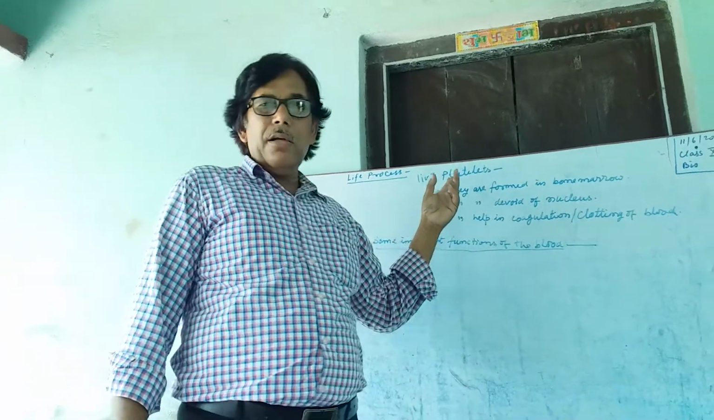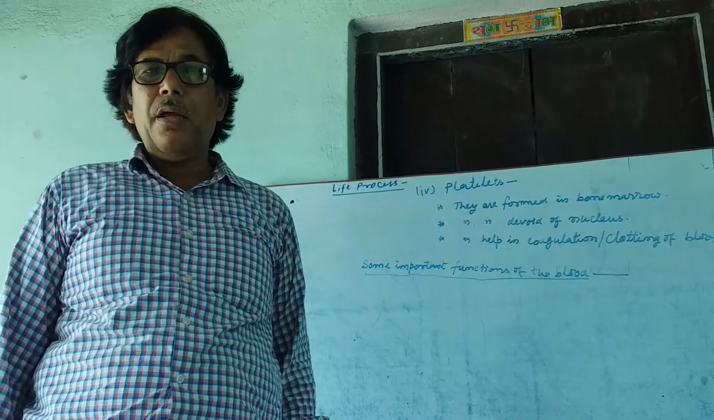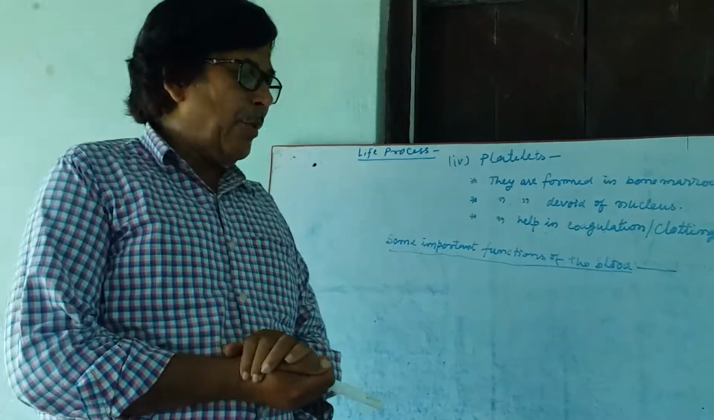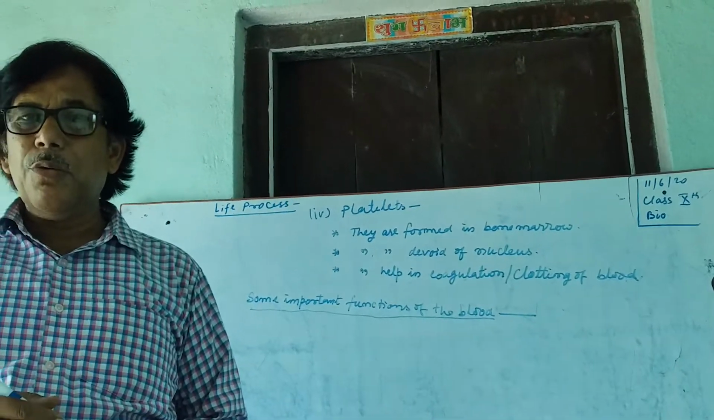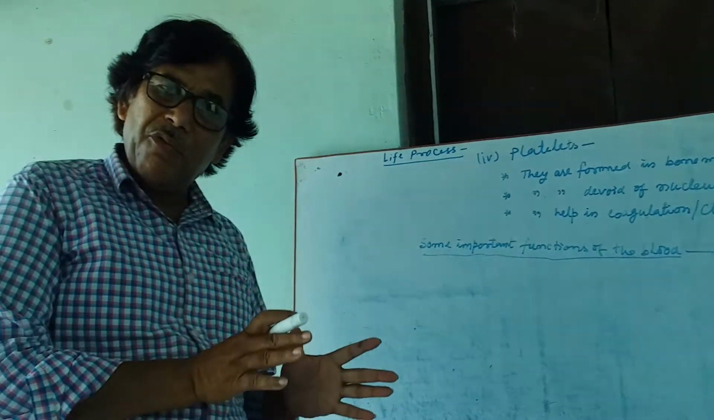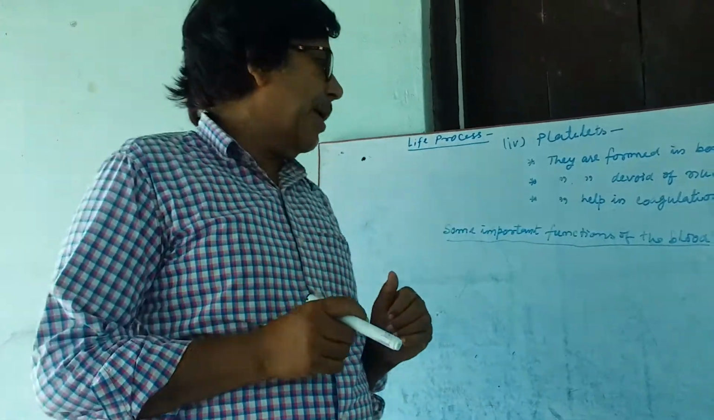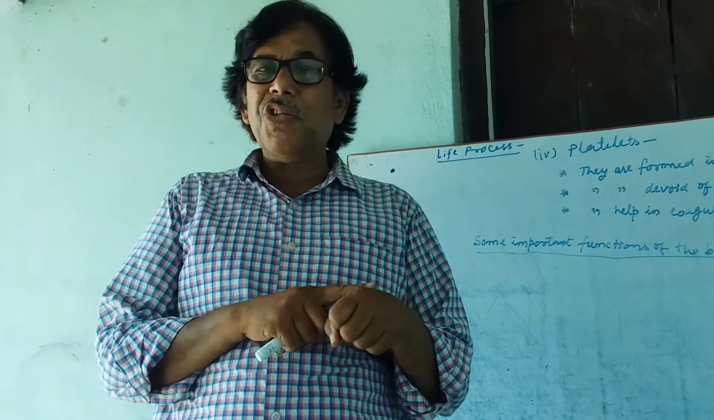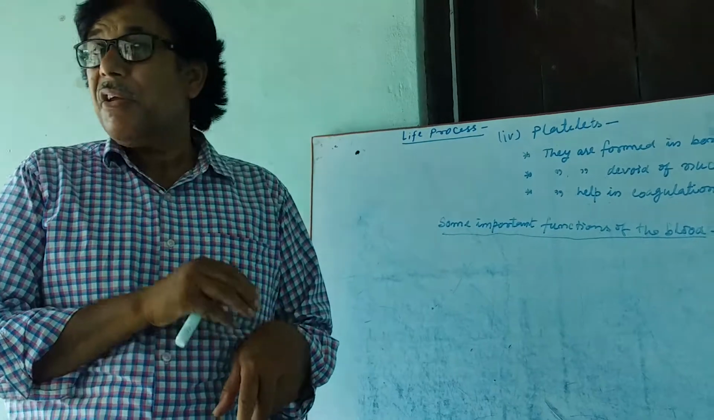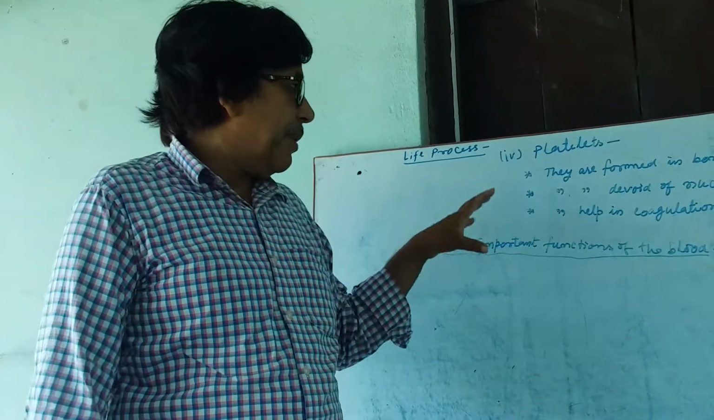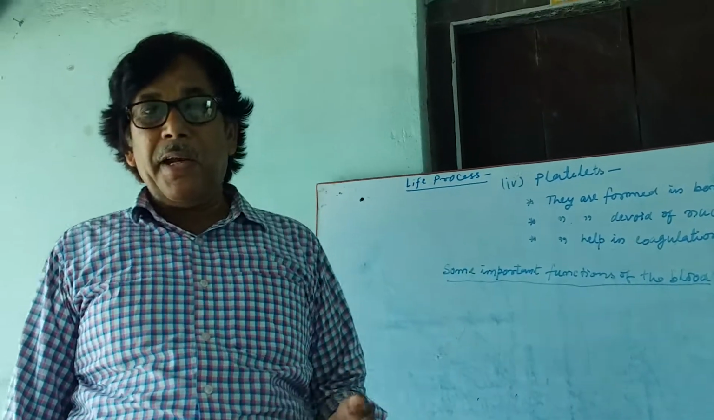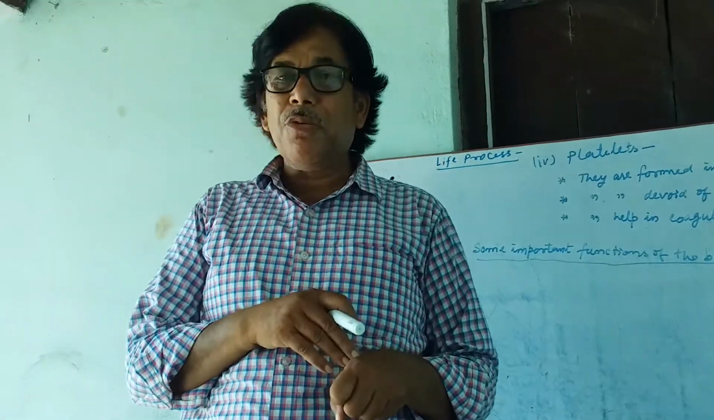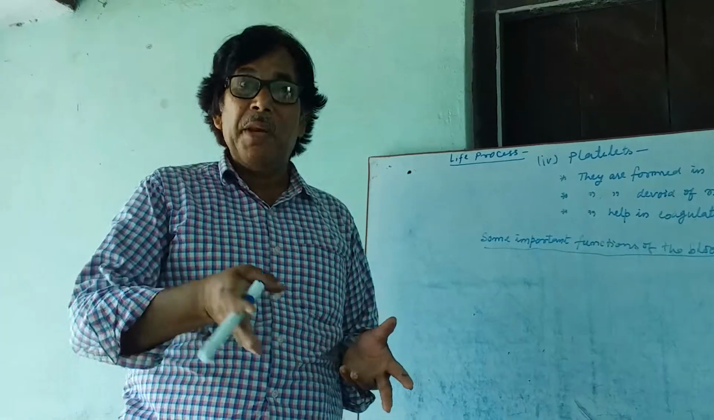Platelets are also a very important part of our blood. They are formed in bone marrow. Platelets are also without nucleus. They are devoid of nucleus, meaning they do not have a nucleus. Their main function is they help in coagulation of blood, that is clotting of blood in case of a cut or wound. If there were no platelets in the blood, the bleeding would not stop, and in case of injury, the person would die of bleeding.